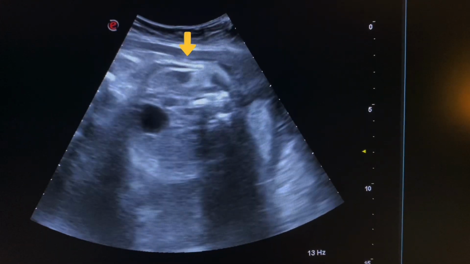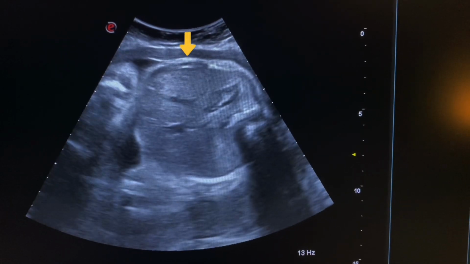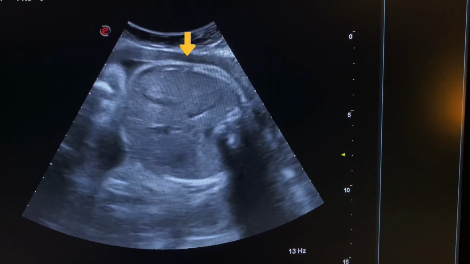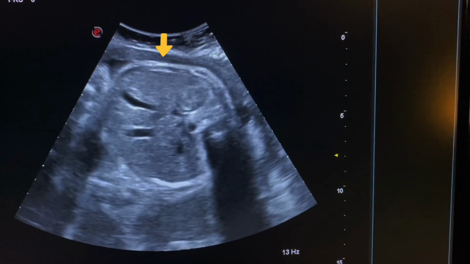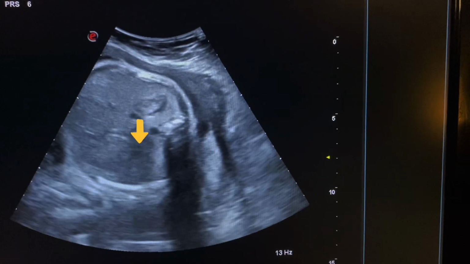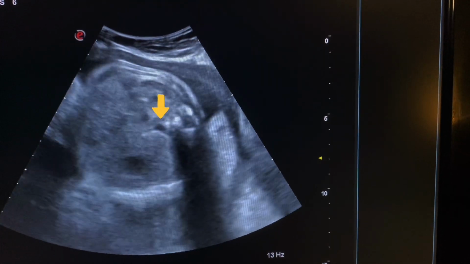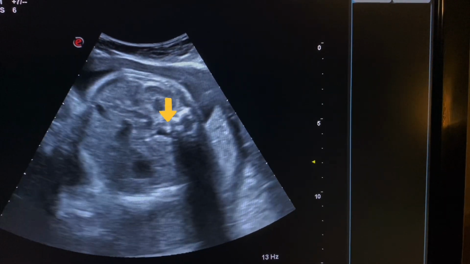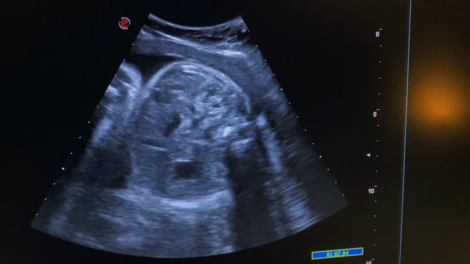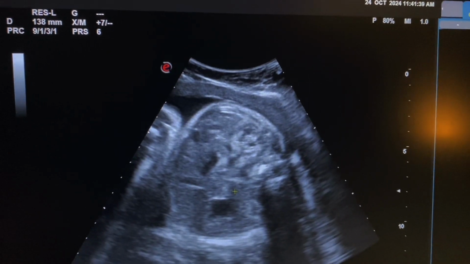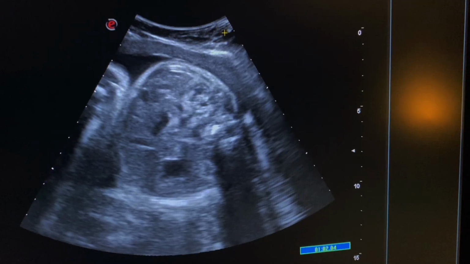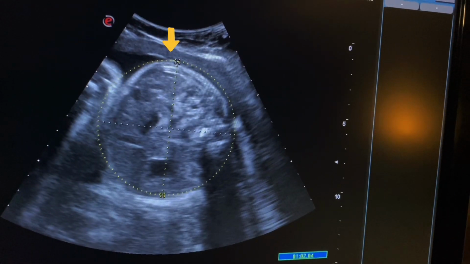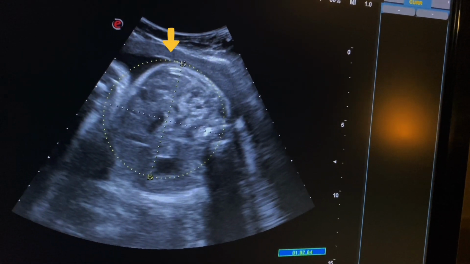For abdomen circumference, we need a cross-section view of the abdomen at the site of the stomach, and the heart and kidneys should be excluded. For abdomen circumference, vertebra, stomach and aorta could be visualized in the slides. Now we will measure the abdomen circumference, and we'll take a cross-section view of the abdomen.